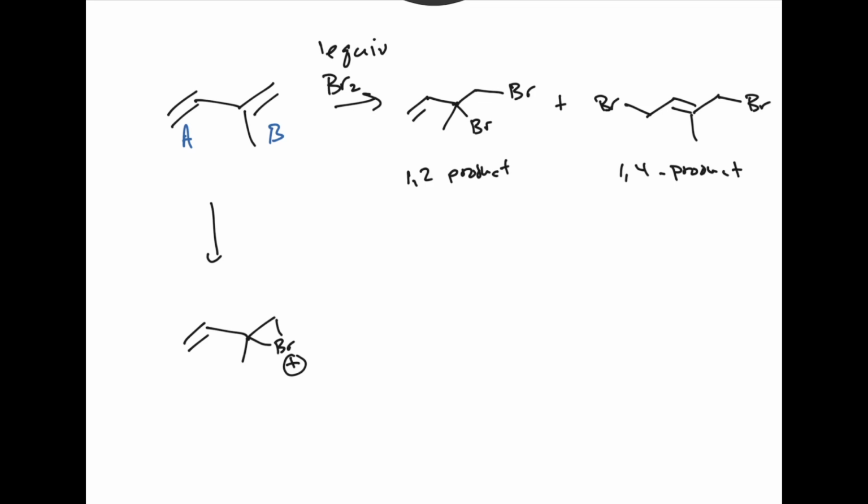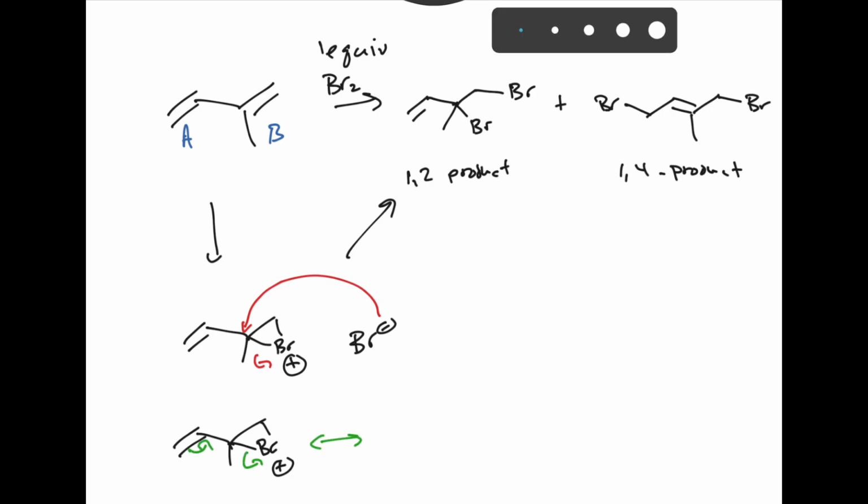So you make your bromonium ion, and then your halide can add to it, usually on the most substituted side, and that'll make your 1,2 product. But we can take that same bromonium ion and use the double bond and a little bit of resonance action here and pop open the bromonium ion.